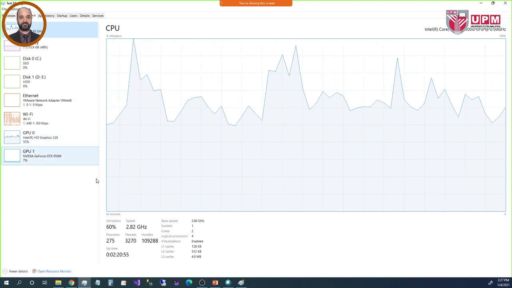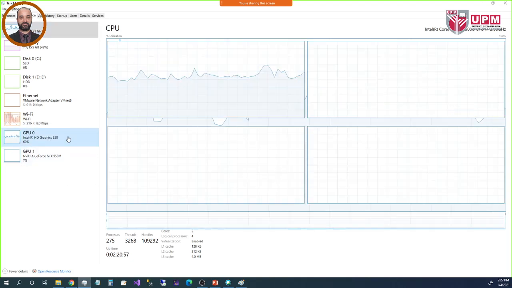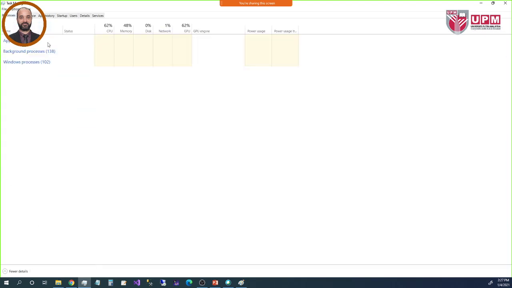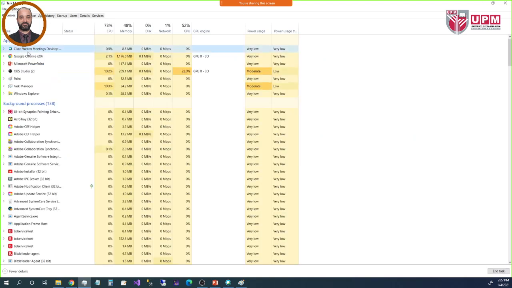Okay, actually the reason this GPU is very busy is because I'm recording now. I'm using what they call OBS, OBS Studio. As you can see, it uses GPU 0 to record. Because this is all about creating video, right? That video is a kind of graphic. That's why they use the GPU to make it faster.